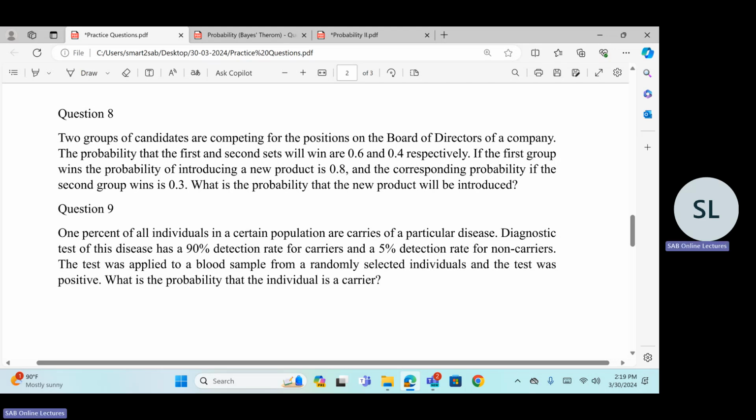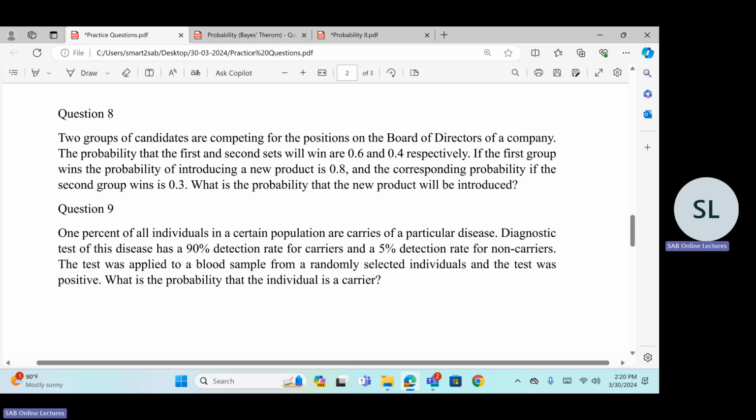The groups of candidates are competing for the position of the board of directors of a company. The probability that the first and second sets will win are 0.6 and 0.4 respectively. That's the probability of winning of that particular group. If the first group wins, the probability of introducing a new product is 80%, 0.8. Corresponding probability if the second group wins is 0.3. What is the probability that the new product will be introduced?